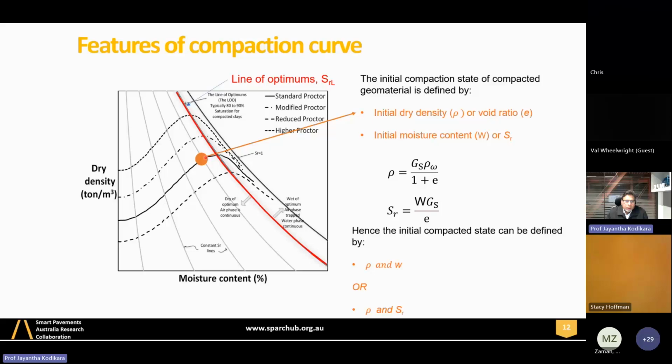So first, let's look at this dot, and that dot defines the initial state of the compacted soil. You need the dry density, the y coordinate, and the x coordinate is the moisture content, or you can use the degree of saturation. So you can represent this initial state by density and moisture content, or density and degree of saturation. But I prefer the latter, density and degree of saturation, because you immediately know whether we are on the left-hand side or the right-hand side, which defines the performance. Normally, for unbound materials, this optimum degree of saturation line falls at about 80 to 85%. Clay soils can be 80 to 90%, silty soils about 70%, and sands can be even lower depending on the fines content.